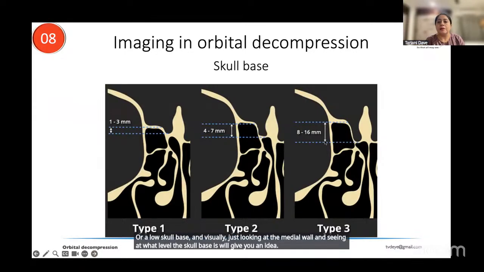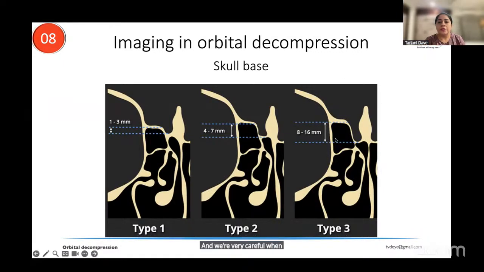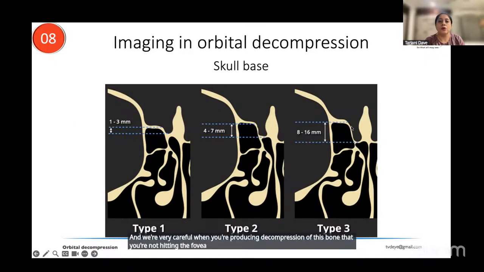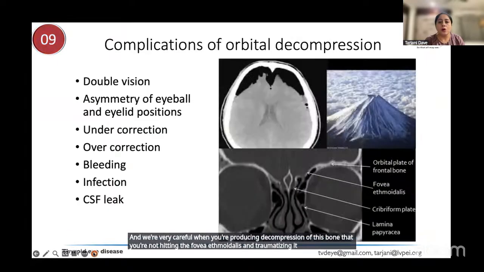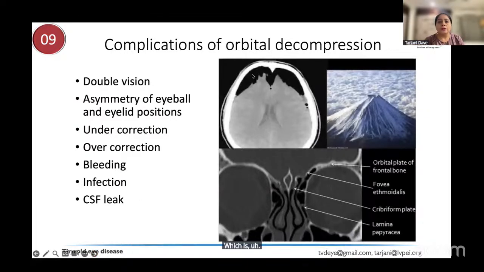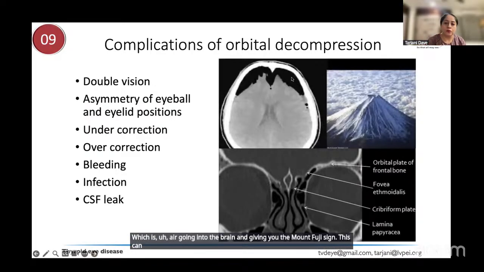So if your skull base is along the middle part of your medial wall, that means it's a really, really low skull base. And be very careful when you're producing decompression of this bone that you're not hitting the fovea ethmoidalis and traumatizing it and producing a complication like this, which is air going into the brain and giving you the Mount Fuji sign. This can lead to coning and death on table.